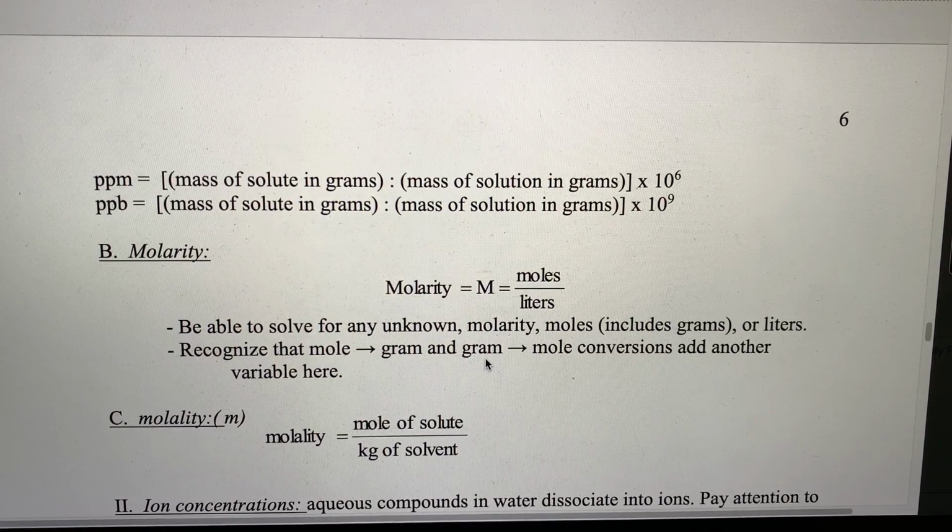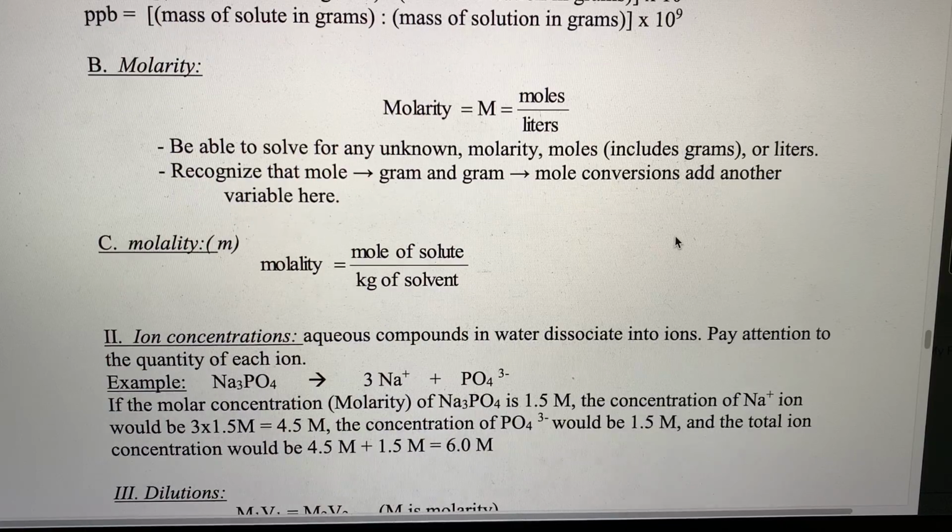It's good to know parts per million and also parts per billion. Million is 10 to the 6 and billion is 10 to the 9. So percent is parts per 100, and that's what percent means. You can do just like you do percentage, the solute divided by solution, and you multiply it by 10 to the 6 for parts per million and 10 to the 9 for parts per billion. And here are the two important concentrations, the molarity and molality.